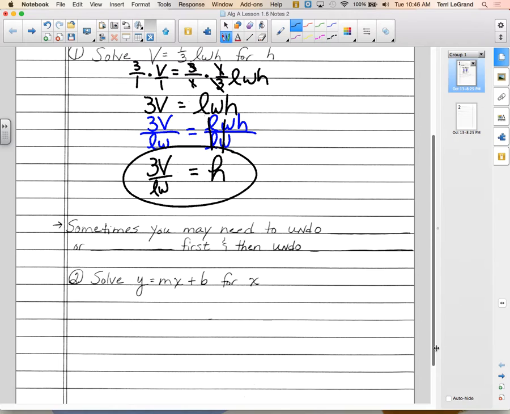So anybody have questions on that one? And this is what we do when there's multiplication by a fraction. This is how we started.